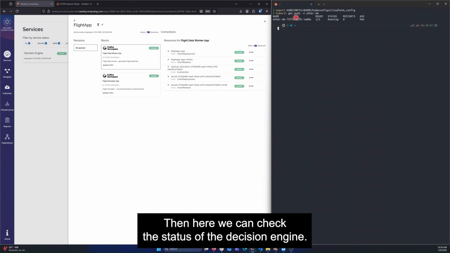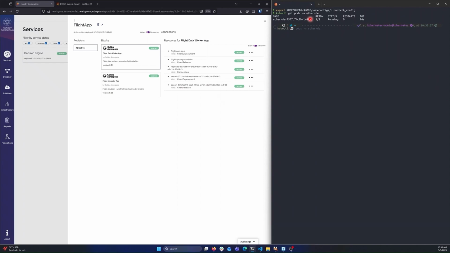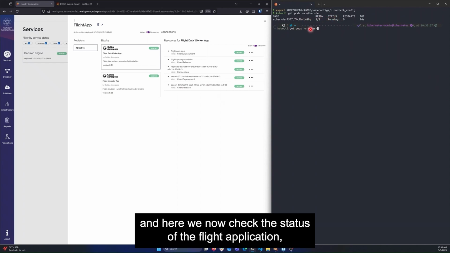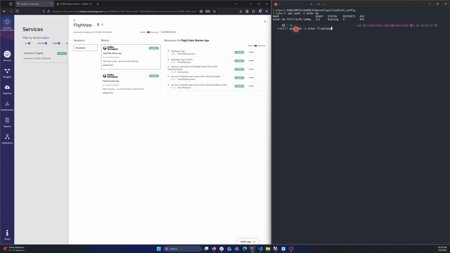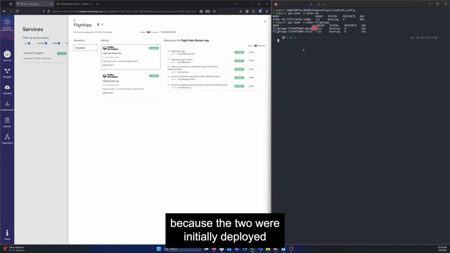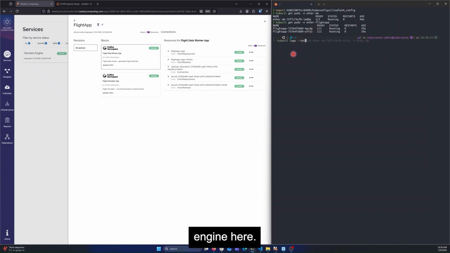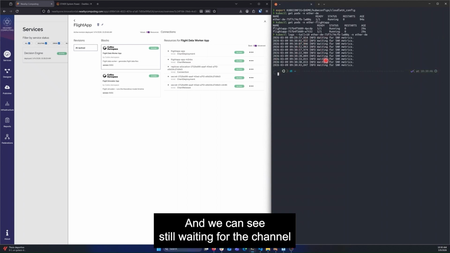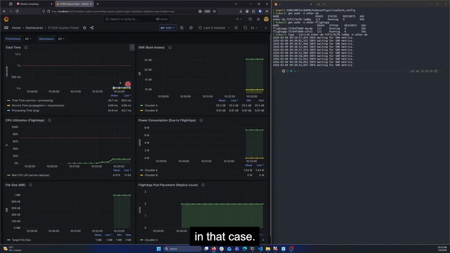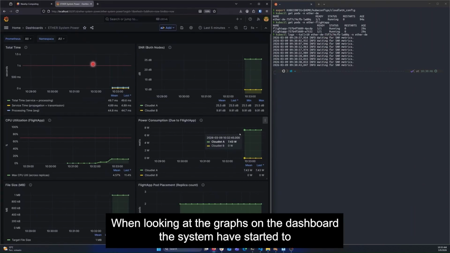Then here we could check the status of the decision engine. The one replica is active and running. And here we now check the status of the flight application, which also is active and running for the two replicas that were initially deployed. And we check the logs of the decision engine here. And we can see it's still waiting for the channel quality metrics, which is actually the SNR values in that case. Well, in the Grafana dashboard, the system has started to evolve.